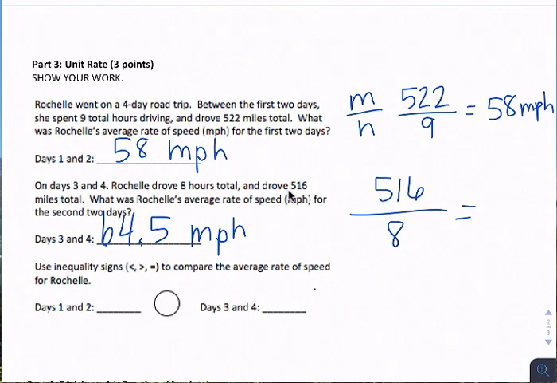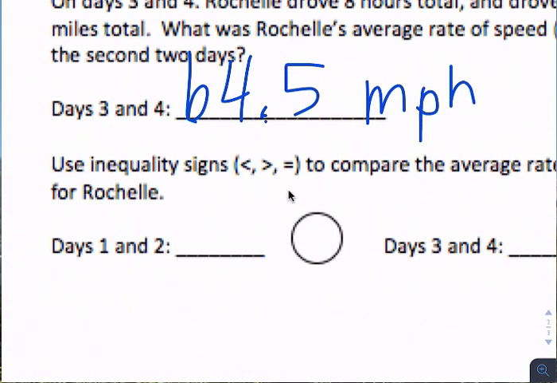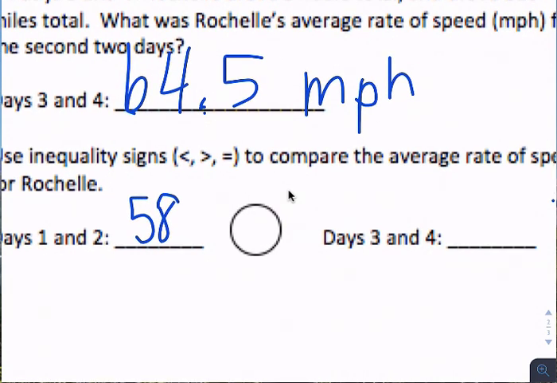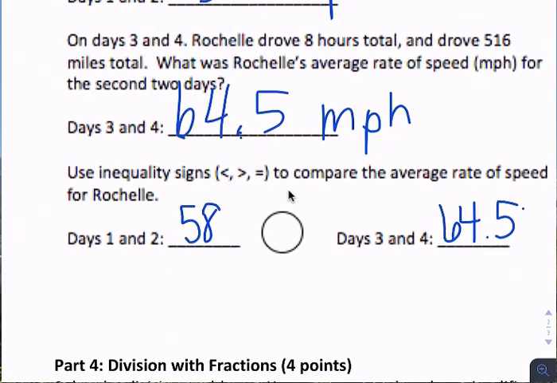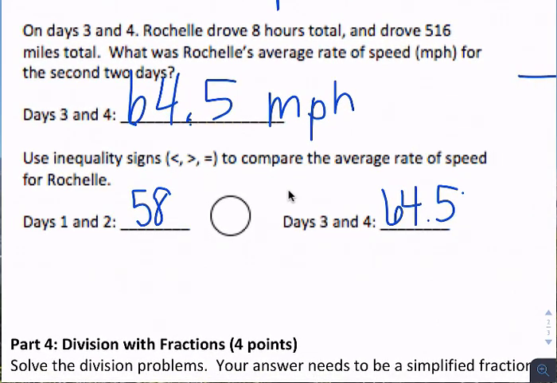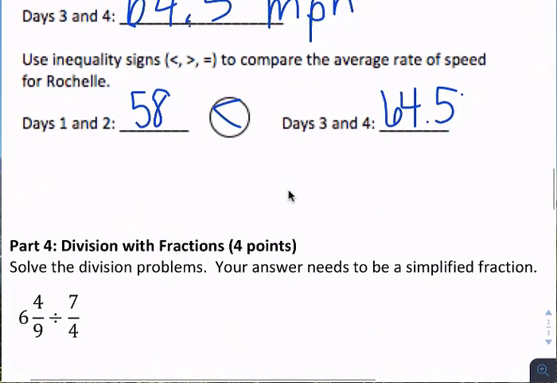Okay, and then it asks us to compare. So we had 58 on day 1 and 2, and then 64.5 on days 3 and 4, and we have to compare greater than, less than, or equal to. Well, 58 is less than 64, so that's our symbol. We use the less than symbol.